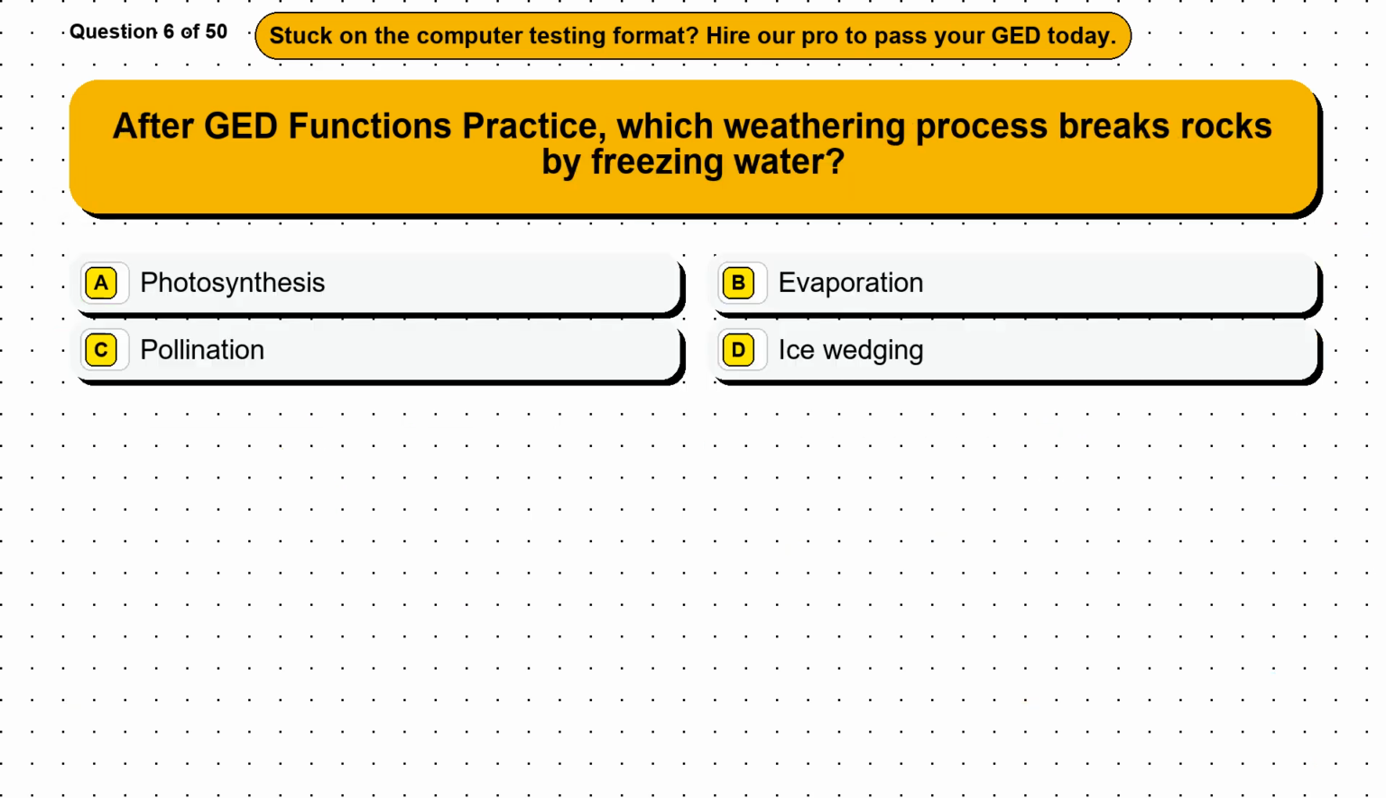Question 6. After GED Functions Practice, which weathering process breaks rocks by freezing water? Option A: photosynthesis. Option B: evaporation. Option C: pollination. Option D: ice wedging.